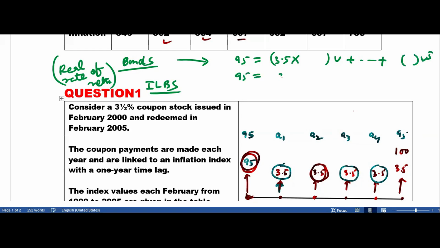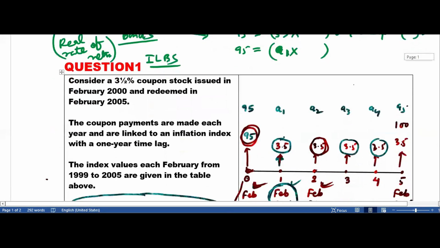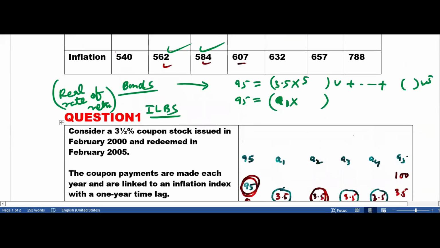Here it will be A1. That is the only difference. Whatever you get, that is the only difference. Here we are using the lag in A1. After that, it's the same. Whatever you said to me then, 584, 562, 562, 584, that's all.